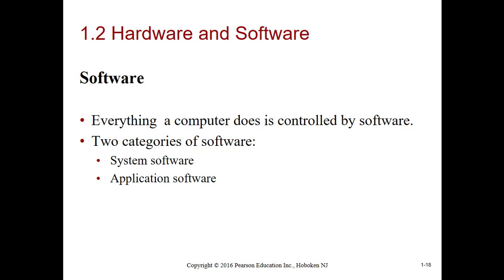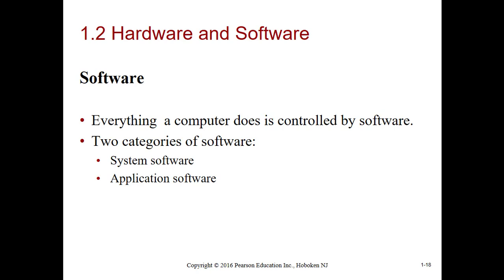Software. Everything a computer does is controlled by software. There's two different categories: system software and application software. I was at a training many years ago at IBM, and one of the guys said that the only thing wrong with computers is that they're so dumb they'll only do what somebody tells them to do. And if you think about it, that's exactly true.